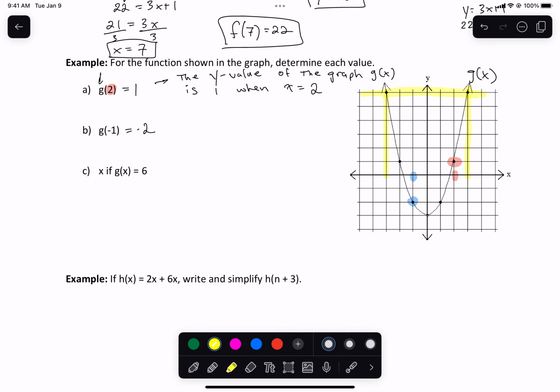Yes, Ansh? 3 and minus 3. 3 and negative 3. Right, so we can write this. g of negative 3 equals 6, and g of positive 3 equals 6. Right here.